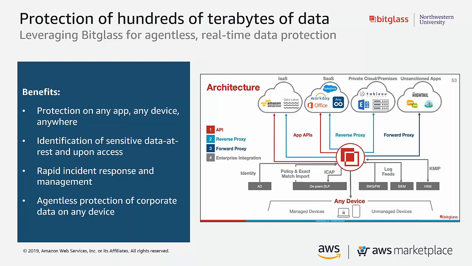Another example is with Northwestern University, who are a research institution, and they needed a solution that could scale with the university's needs while protecting hundreds of terabytes of institutional data. Now, Northwestern also is home to a large medical school, which means they also need to comply with HIPAA regulations. So after a huge amount of testing, Northwestern chose Bitglass for its real-time protection, visibility, threat protection, and identity capabilities.